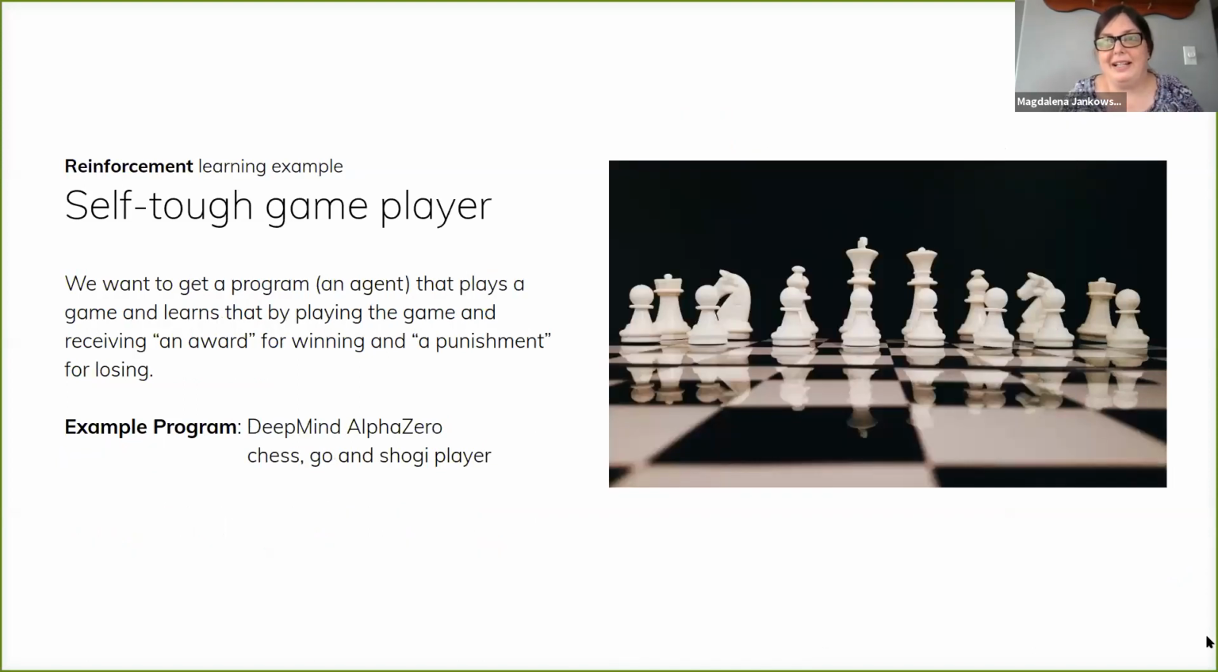Reinforcement learning is a totally different beast. And the example that I want to give is something that I myself find mind-blowing. Chess player, from Google's DeepMind, AlphaZero. It plays chess, Go, and I think it's called Japanese chess. I don't know, this shogi game.